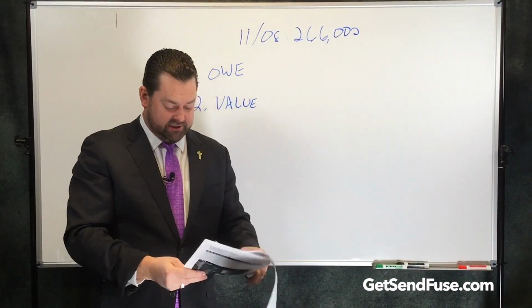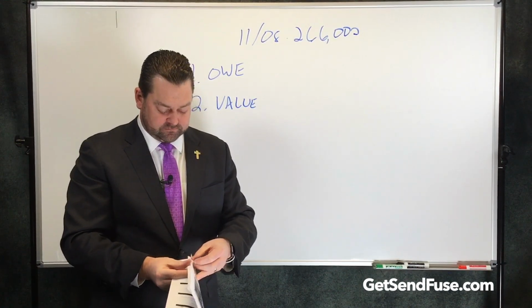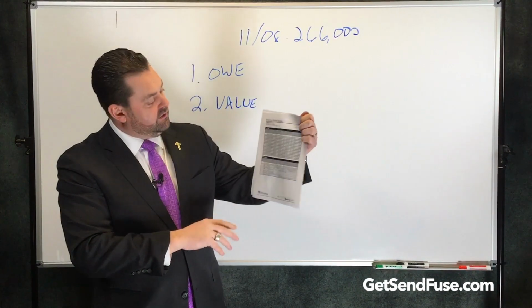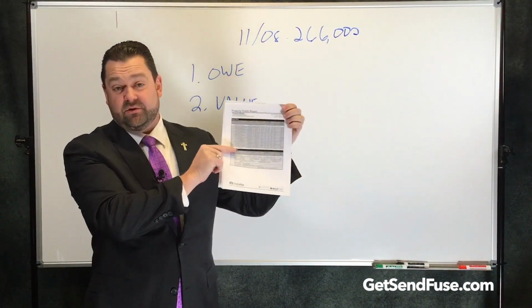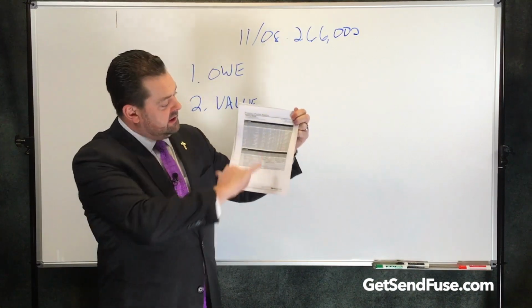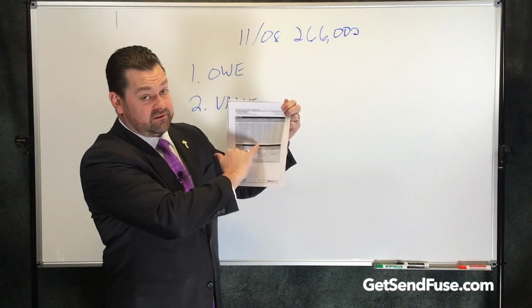We go to the back page here and we look at our comparable sales. On this particular property, you can see these are all the comps that have sold within the last several months that are closest in proximity to the subject property. Now we're going to look at the square footage, the bedroom and bath count, and the sales price.